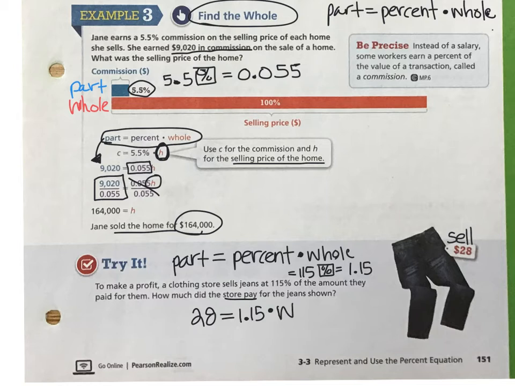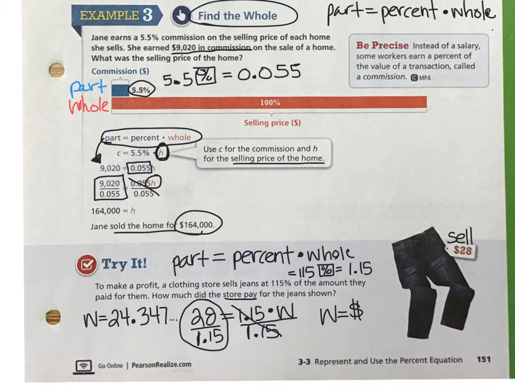In order to solve this, we have a multiplication equation, so we're going to need to do the inverse of multiplication, which is division. And I'm going to divide both sides by the value that's in that multiplication. So the whole amount that the store bought the jeans for is what we get when we divide 28 by 1 and 15 hundredths. Now, when I did that division, I got a decimal that filled up my display on my calculator. Because this is money, I only need to look at the first 3 digits after the decimal point.